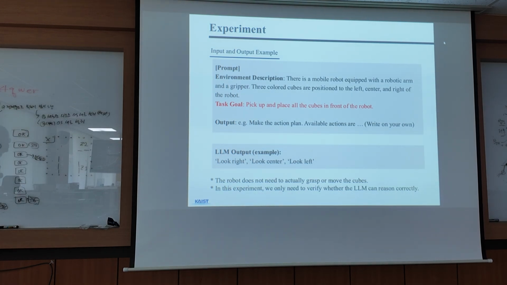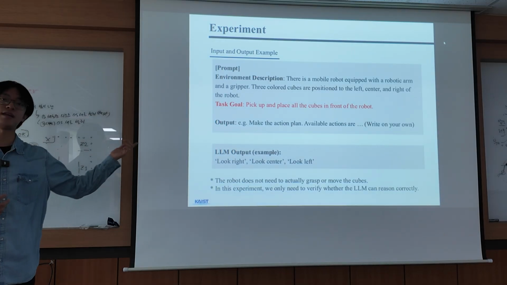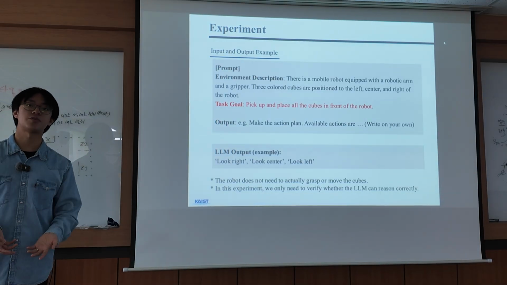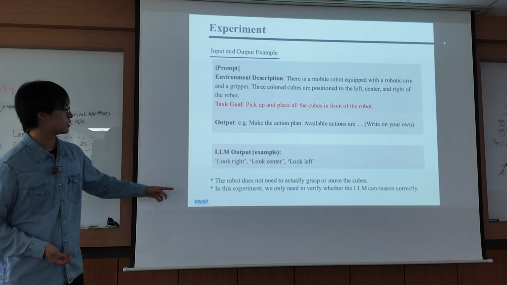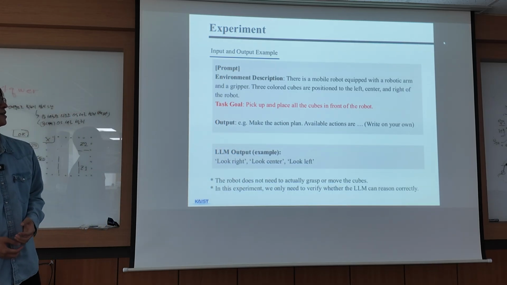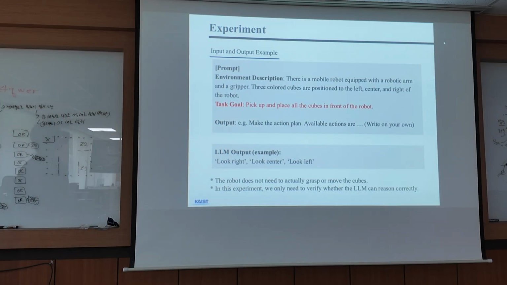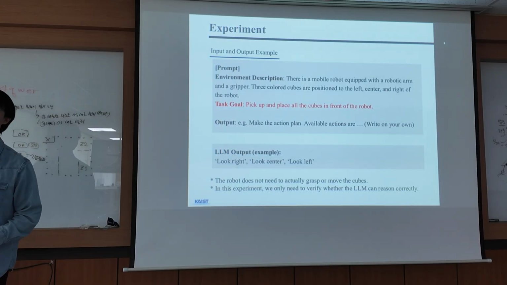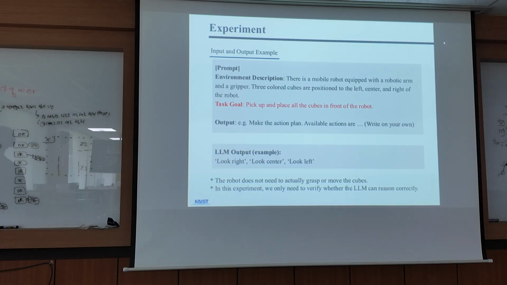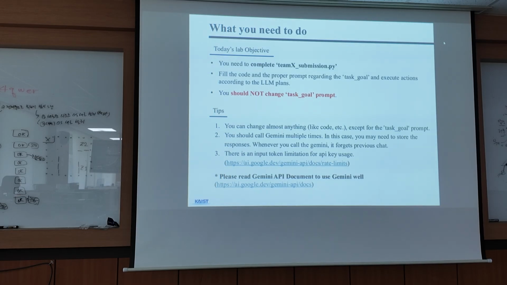For this lab experiment, as it is the execution of just predefined action groups, the robot does not need to actually grab or move the cubes exactly. It is enough to just plan in the right way and right order. And in the experiment, we will only need to verify whether the LLM can reason correctly.